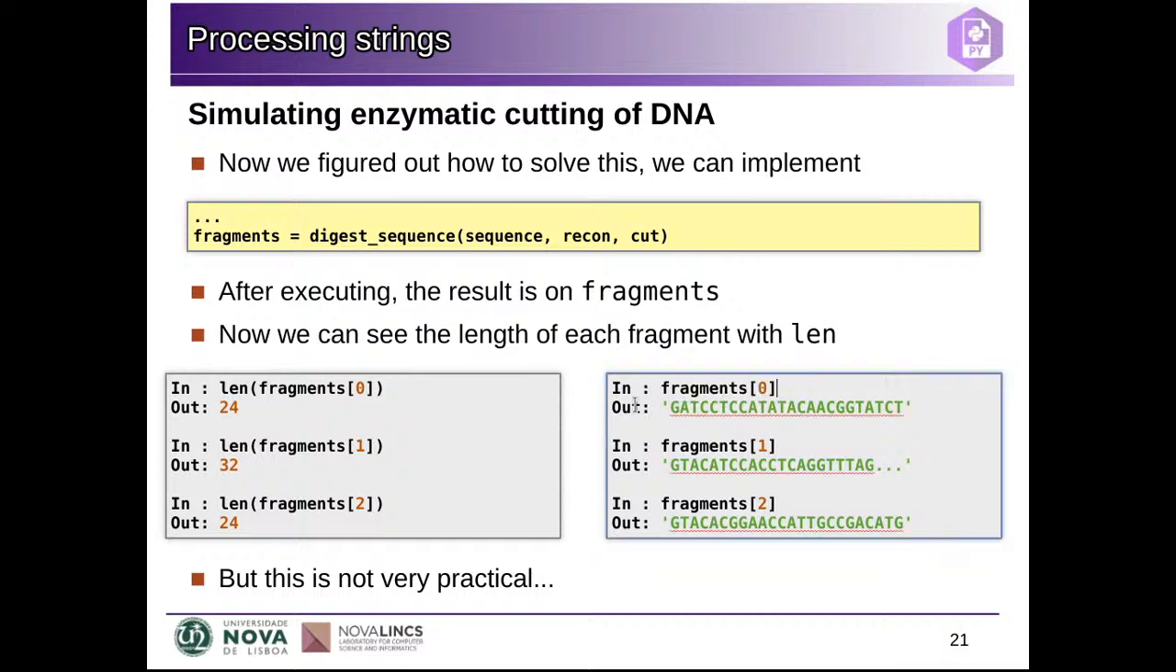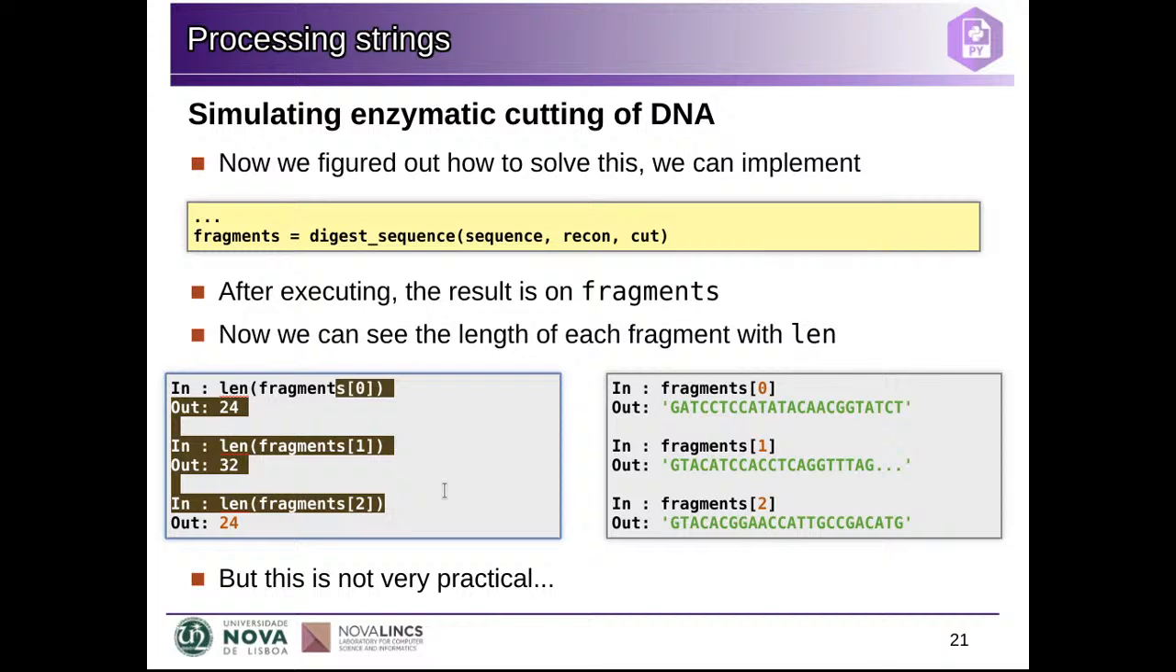and we can access each fragment. For example, this is the first fragment, the second fragment, the third fragment, and we can ask what is the length of each fragment. So the length of the first element of the list fragments is 24. So the first fragment of our DNA after digestion has 24 bases. And then the other ones, 32, 24, and so on. But this is not a very practical way of using these results, because if we had a digestion into, say, 200 fragments of a very large DNA sequence, then we would have to type quite a lot of things just to get this information.